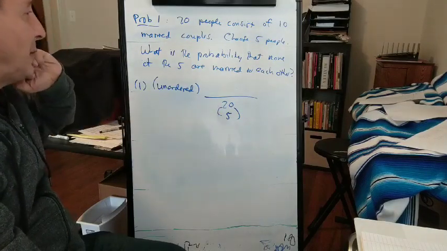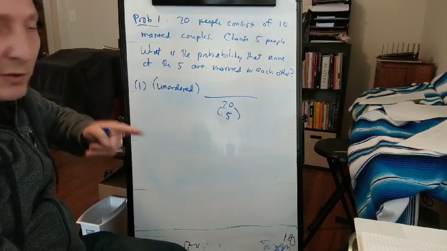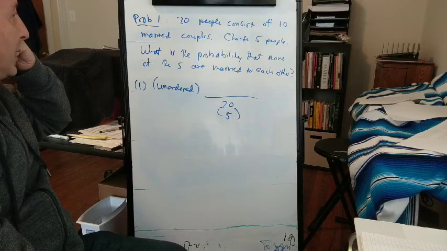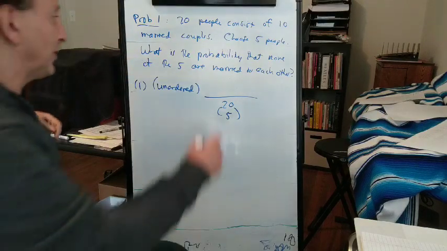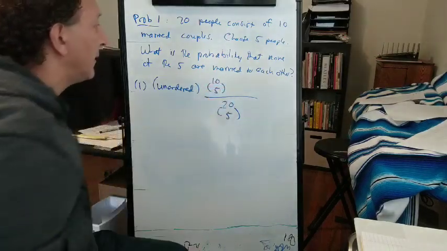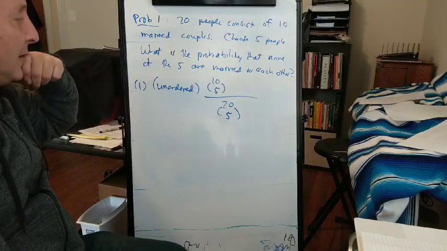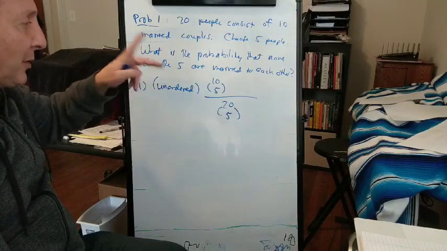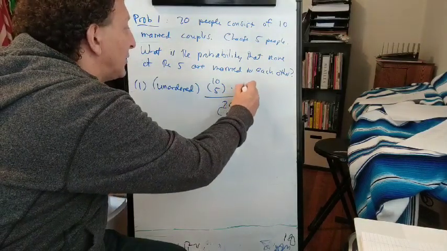Alright, so if we're going to get 5 people that are not married, there's 10 couples, so we can take at most 1 person from each couple. So I guess we'll choose 5 of the 10 couples to take 1 person from. So now that we've chosen 5 couples, for every couple we've got first person or second person. So we've got 2 choices for each couple.